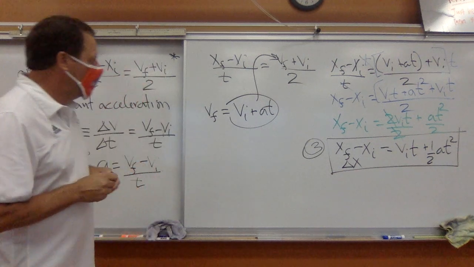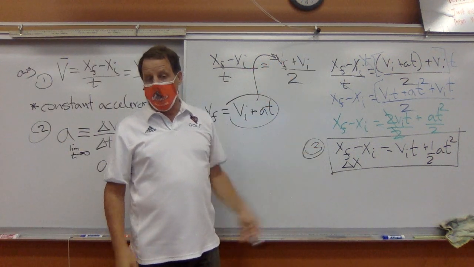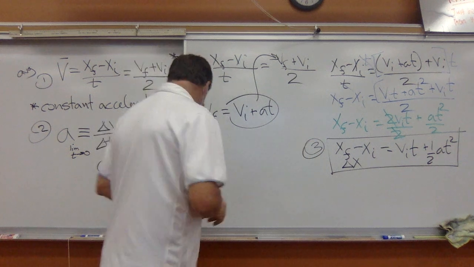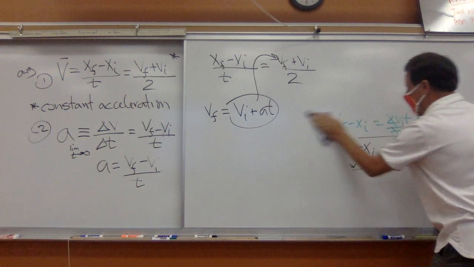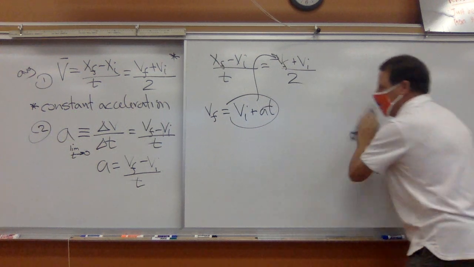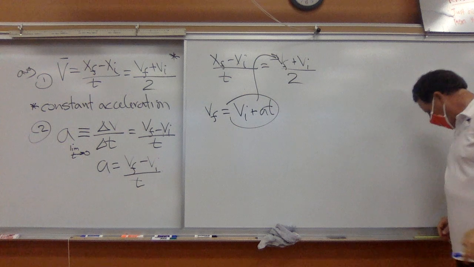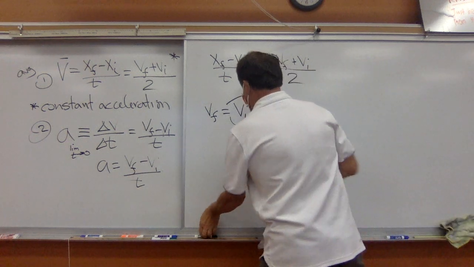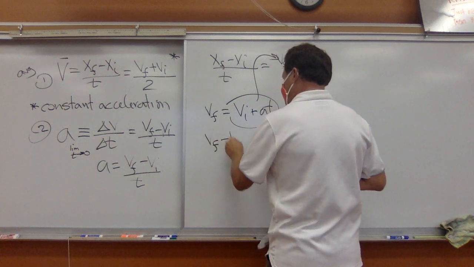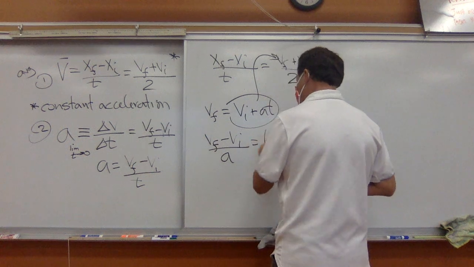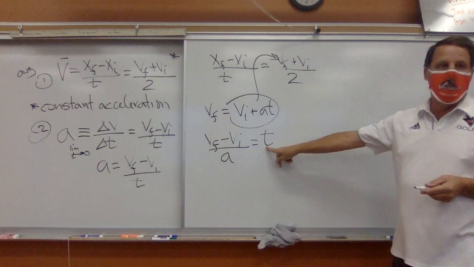Okay. Now I'm going to erase this, and we're going to derive our fourth formula. Again, we're going to start with this equation, except we're going to rewrite this one as v final minus v initial over a is equal to t, just rearranging so we have t all by itself.